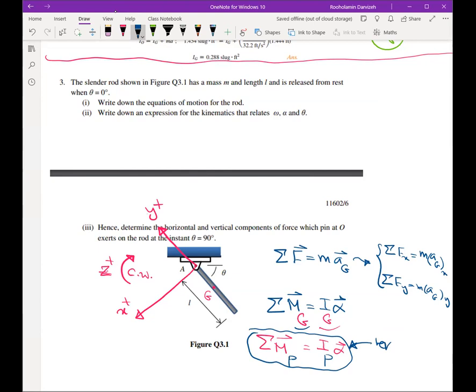This is not true for any arbitrary point. Only when the arbitrary point, here it's called A, is the center of rotation. And what was the condition for center of rotation? If you remember from the kinematics of rigid body lecture, its velocity is zero. Perfect.